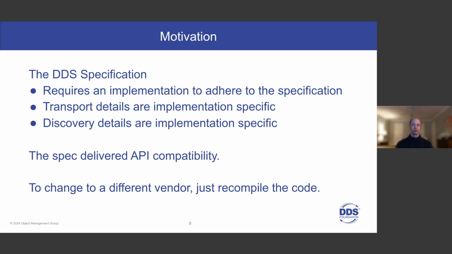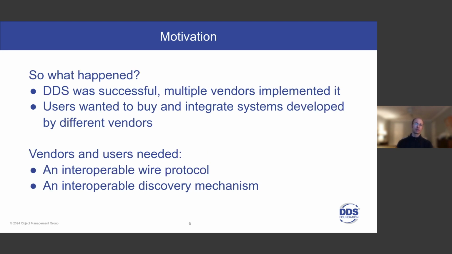But we needed to go a little bit farther, because what happened was DDS was successful and multiple vendors started implementing it, and users wanted to buy and integrate systems developed by different vendors. So this is a very straightforward idea: you buy a piece of equipment from one vendor that runs a certain DDS from a software vendor. You buy another piece of equipment using a different DDS vendor. You would like to put those together on the same network and have them communicate and work together. And the only way they're going to do that is if they have some kind of interoperable wire protocol where they can successfully exchange information.